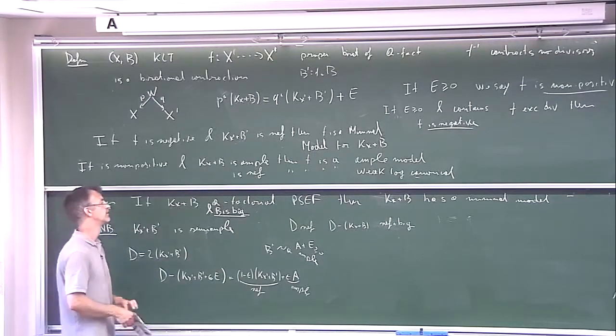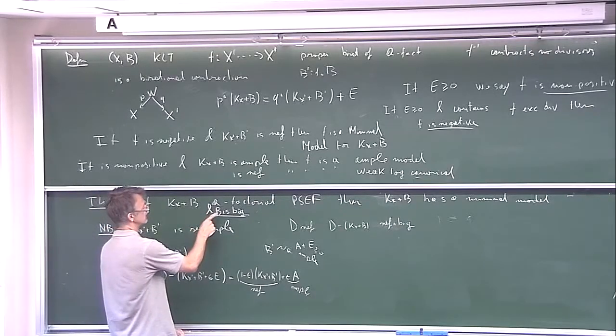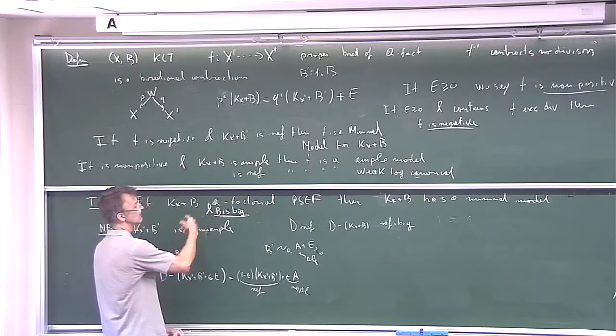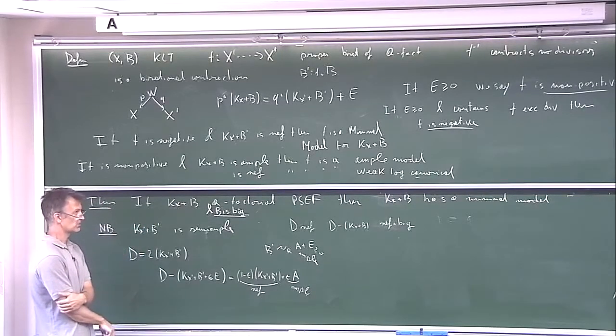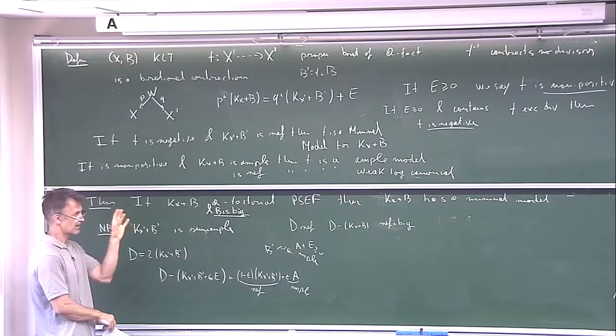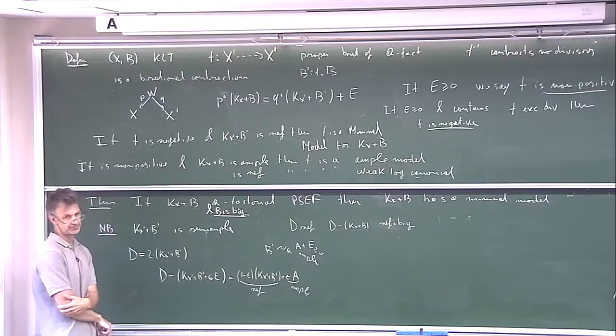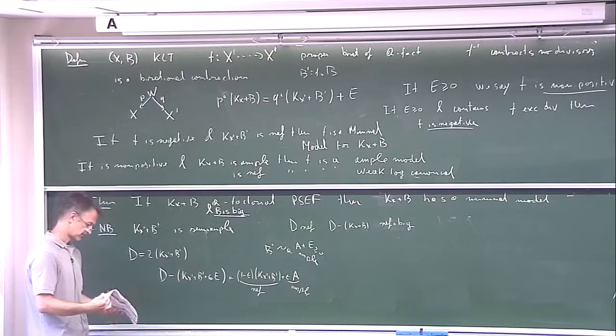So under this hypothesis that B is big, then you automatically get, instead of having that the minimal model Kx prime plus B prime is nef, it's actually semi-ample, which is very convenient.